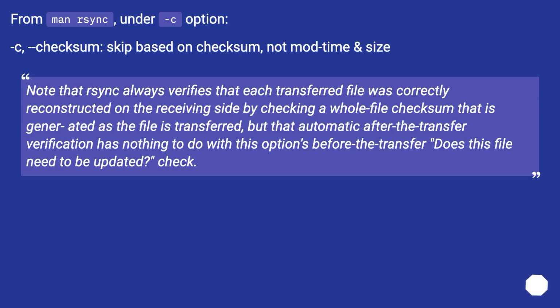For man rsync, under the -c option: "-c, --checksum: skip based on checksum, not mod-time and size. Note that rsync always verifies that each transferred file was correctly reconstructed on the receiving side by checking a whole-file checksum that is generated as the file is transferred, but that automatic after-the-transfer verification has nothing to do with this option's before-the-transfer 'Does this file need to be updated?' check."